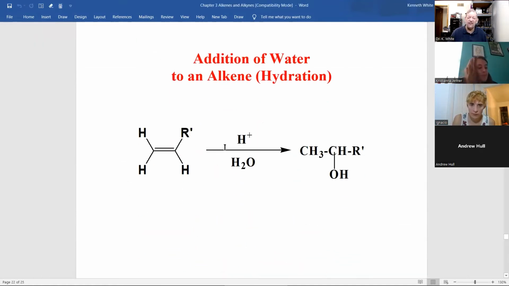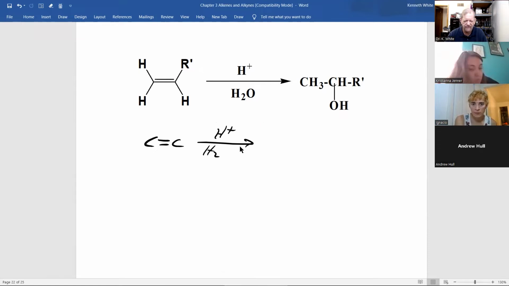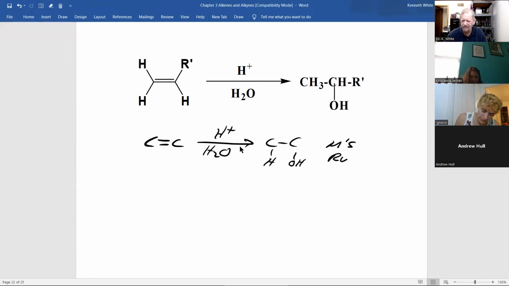Let's look at the addition of water to alkenes, which is also called hydration of alkenes. I'll never ask you on a test what is the name of a reaction, but I do use them. Now, let me rewrite this underneath a better way. When I made these slides, I was trying to be too fancy. Now, what this reaction is, you have a double bond, remember, 1 pi bond, 1 sigma bond.